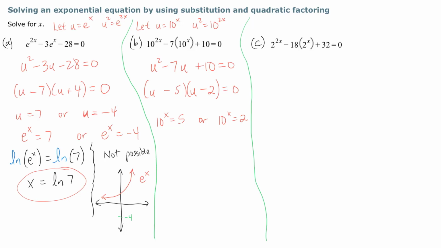Now this time you don't want to use natural log. You want to use base 10. So let's use the logarithm base 10 function. We're going to write log of 10 to the x is now equal to log of 5. So this is really saying what? x is now equal to log of 5.